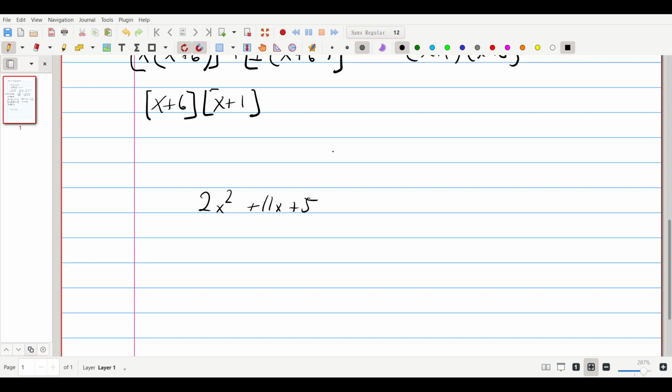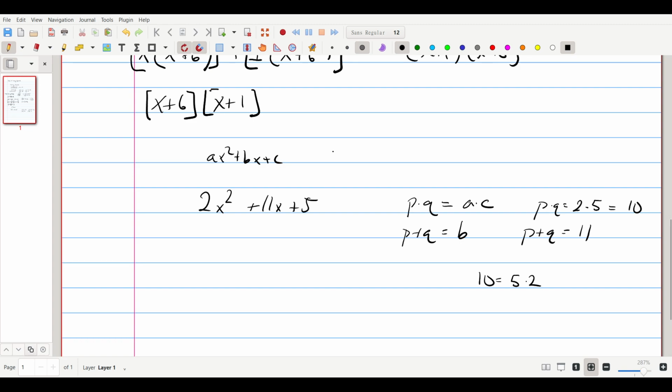And so once again, we're looking for two numbers, p and q, that when multiplied give us a times c, and when we add p and q together, they give us b. So we're looking for p times q to equal a times c, so I'll write it above here, ax squared plus bx plus c, goes in alphabetical order. AC here, a is 2, right? And c is 5. So we're looking for two numbers that multiply to 10, but add to 11. And so we take 10, we look at the factors of 10, and so what numbers multiply to 10? Well, 5 and 2 do.